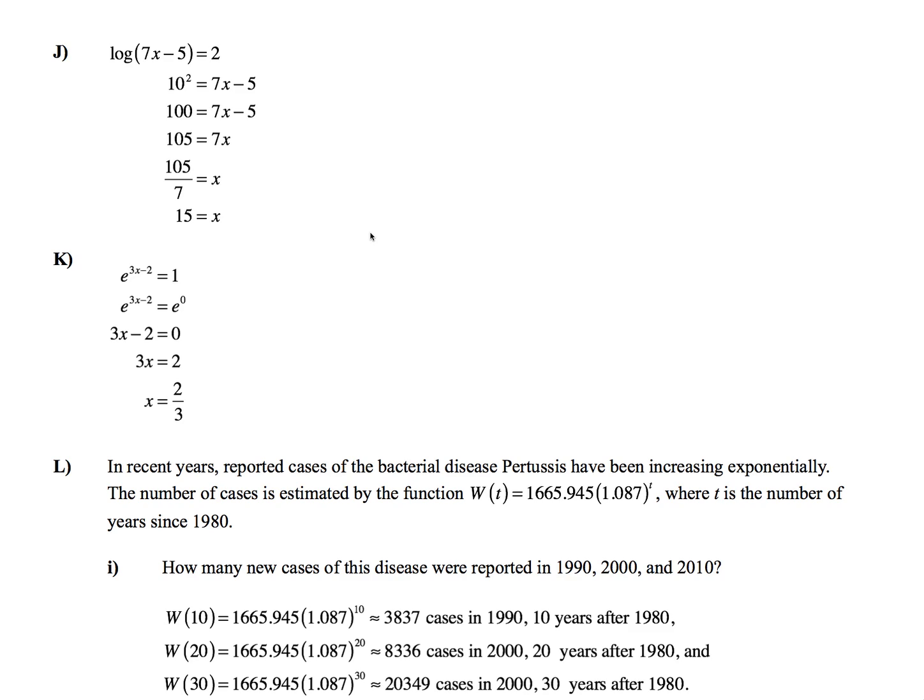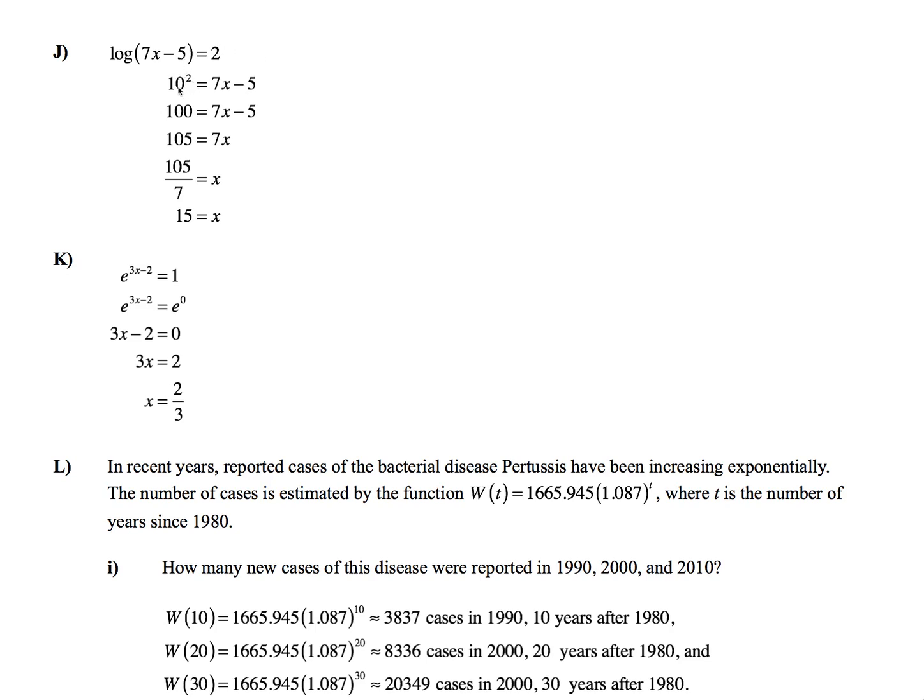So we have log base 10 of 7x minus 5 equals 2. We rewrite this in exponential form by bringing the 2 over as the exponent to the 10, even though it's not shown. We know it's there. So that's the base that has the exponent of 2, and the argument 7x minus 5 comes over to the right side.